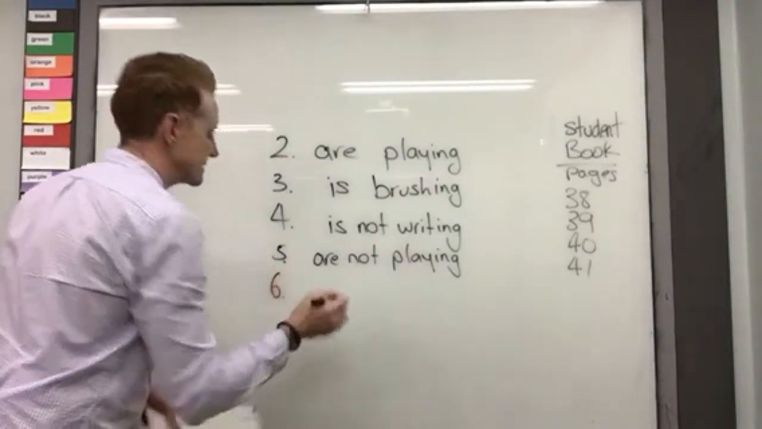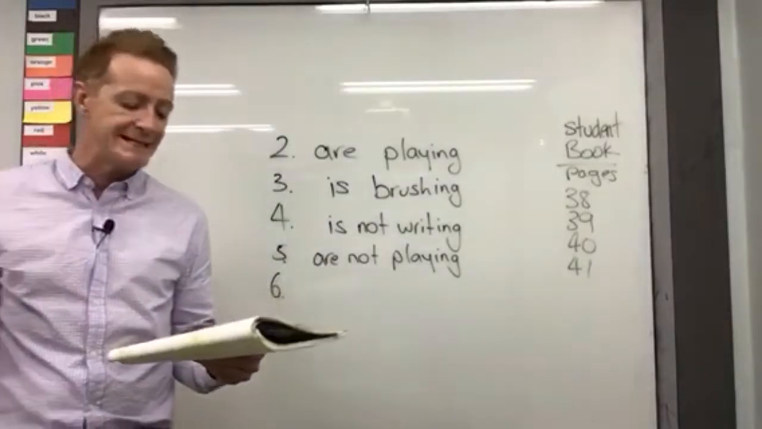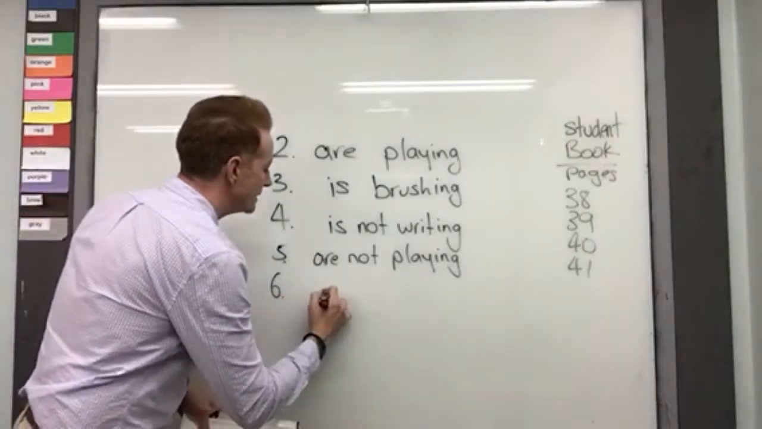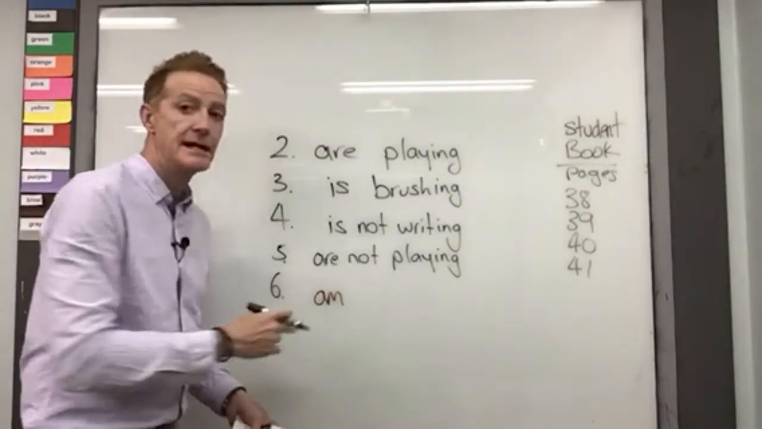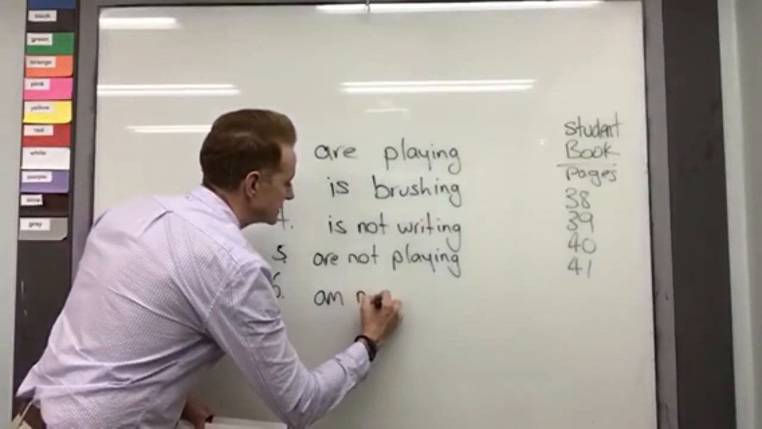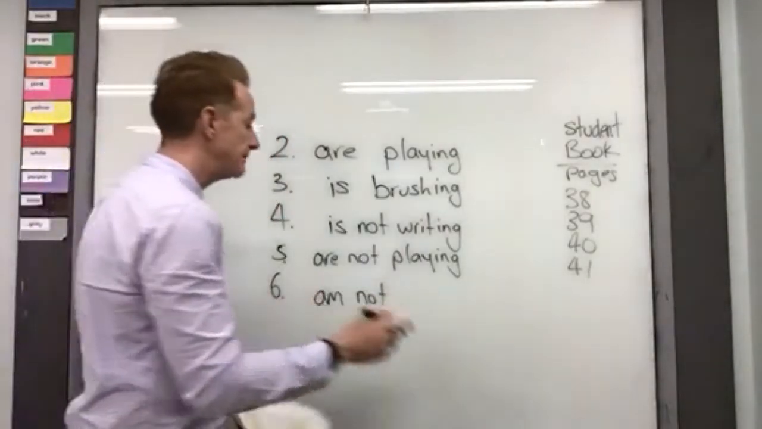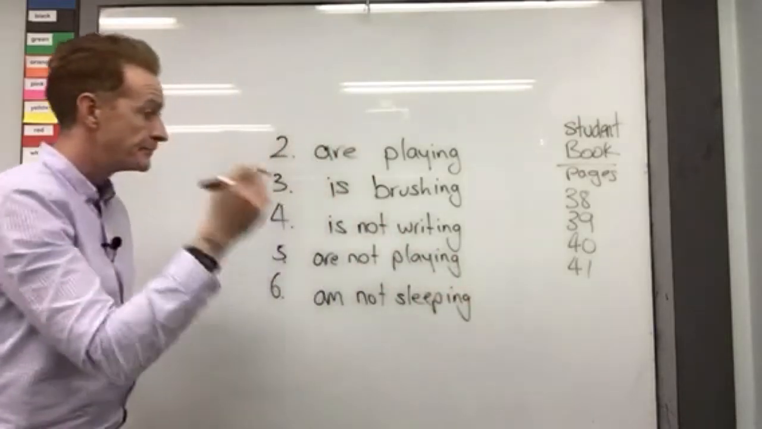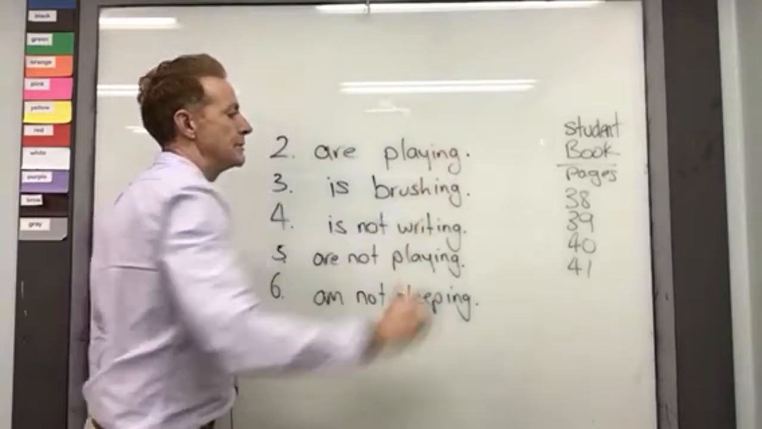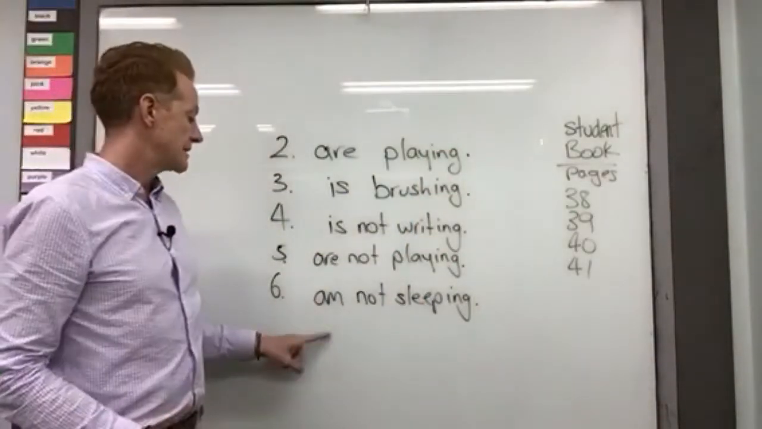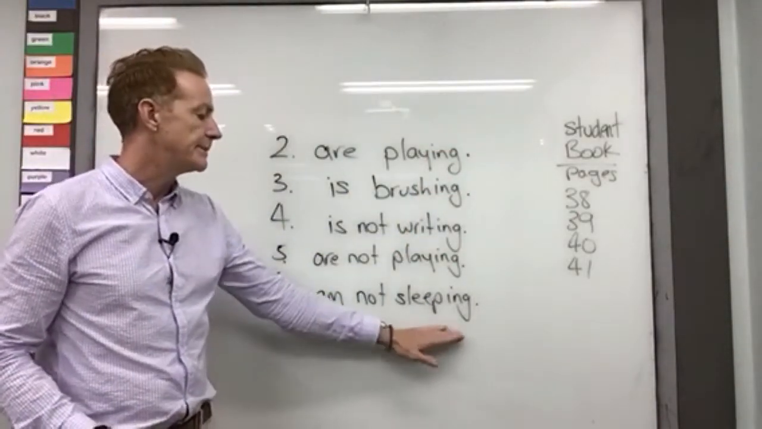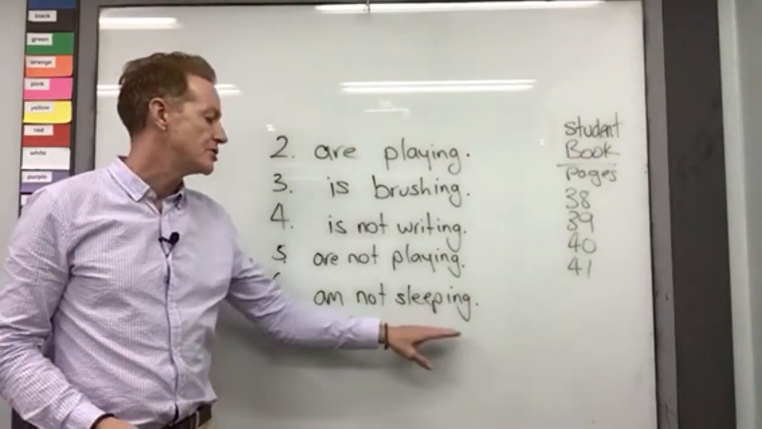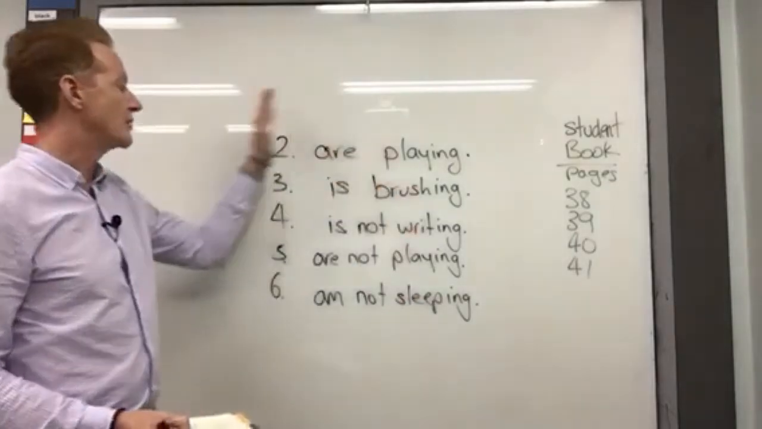All right, last one for this example. Number 6, the verb is not sleep, and it's I. So I am, this one is different because it's I am not. I am not sleeping. And make sure you put periods at the end. So, last one. I am not sleeping. Sleep plus the verb now, present continuous, ing. I am not sleeping.